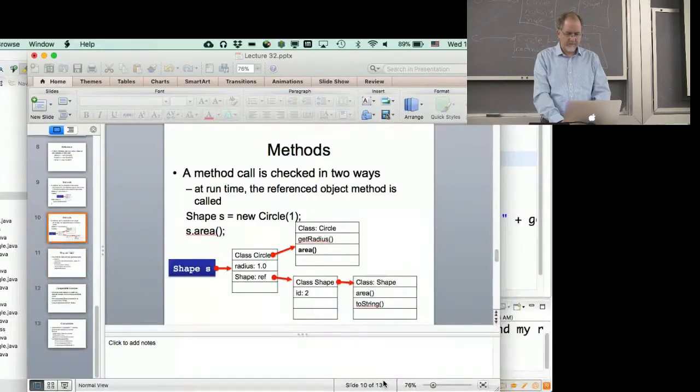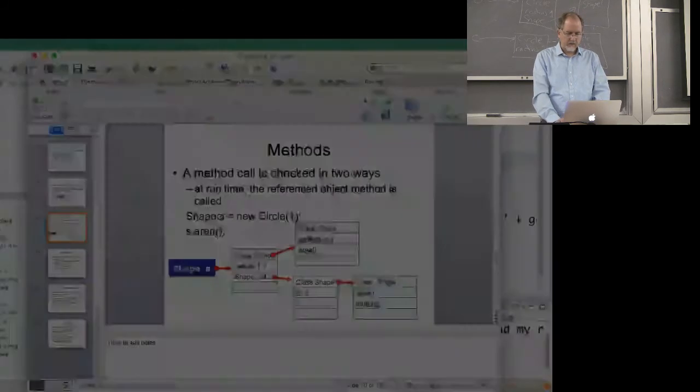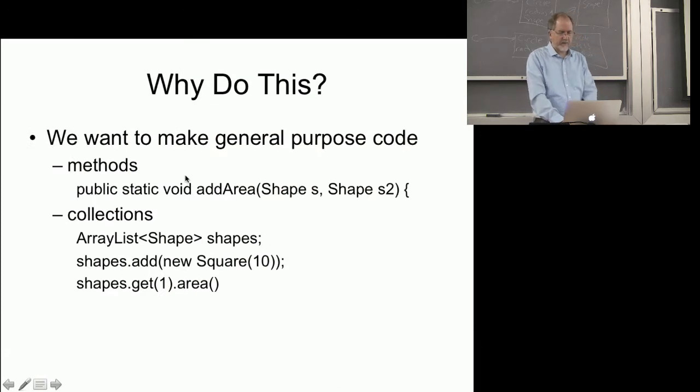But what you can do, oops, I wanted to stay here. What you can do, for example, let's say I made an add area method in the shape class. And you pass in two shapes.